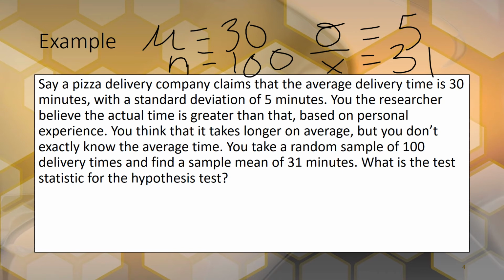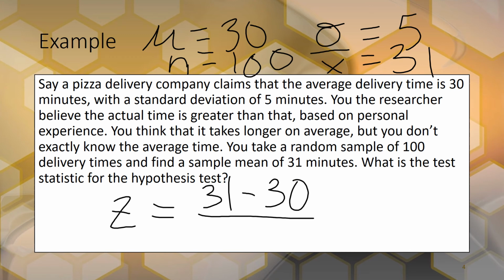So I want to find the test statistic. We're going to find z in this case because we're given the population standard deviation. We know it. So we can use the z instead of the t. So we're going to do the 31, the sample mean, minus the 30, the population mean, divided by 5 over the square root of 100.